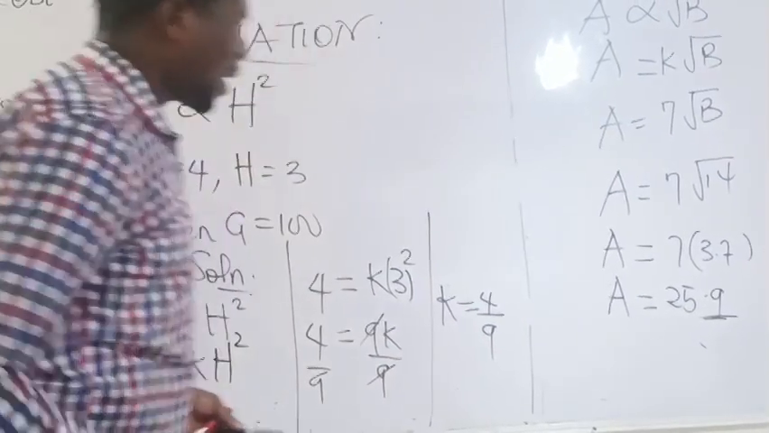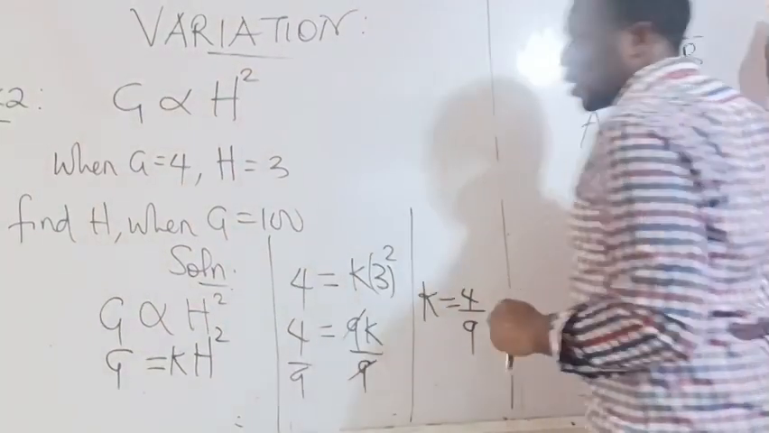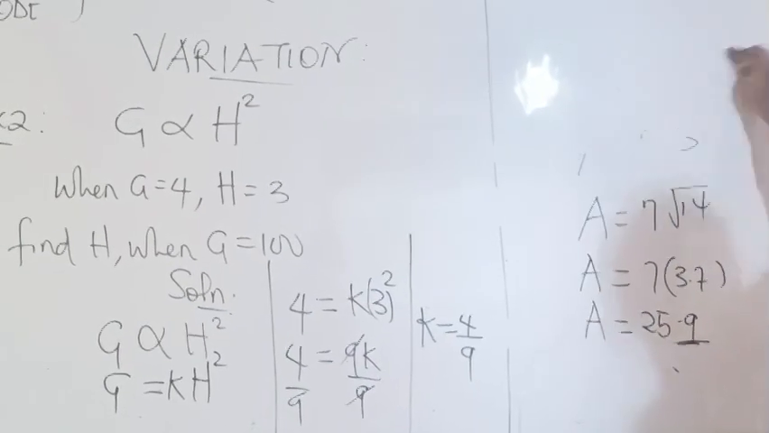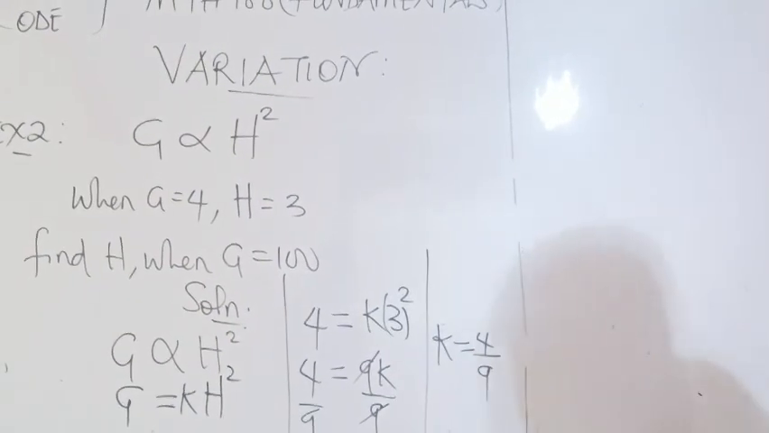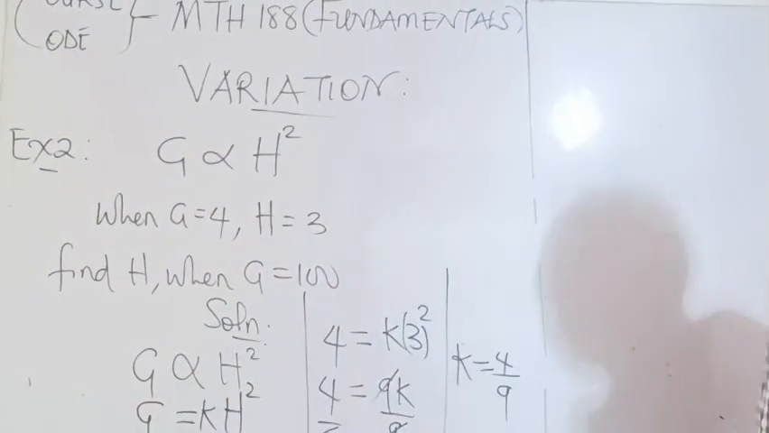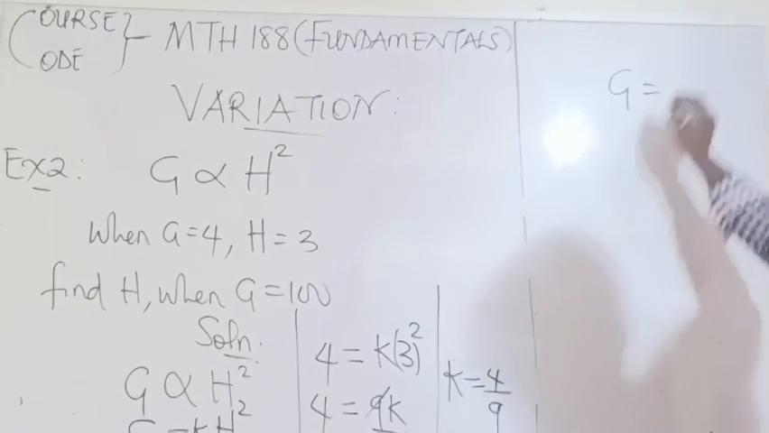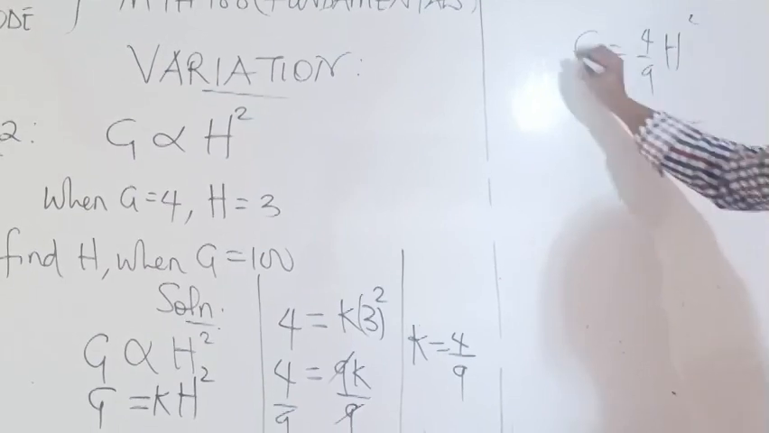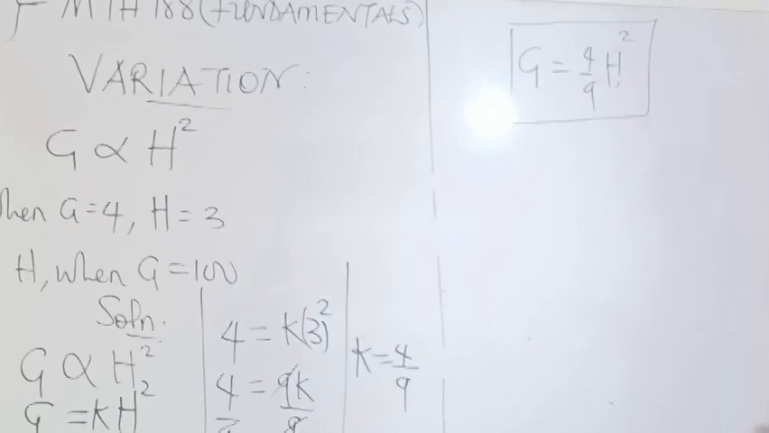Now, that 4 over 9 wouldn't change. The value stays the same. So from there, I could tell you what H is, provided that I know what G represents. So let's proceed. Now I could write this as a formula to mean G is equal to, since I know K now, K is 4 over 9, then I have H squared. This is the mathematical way of writing the relation between G and H.